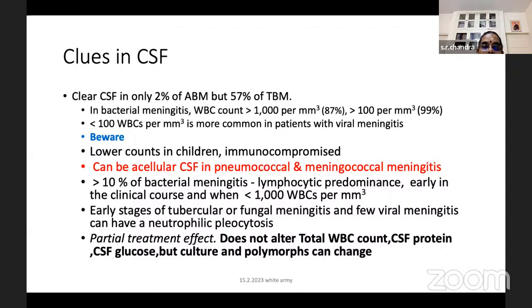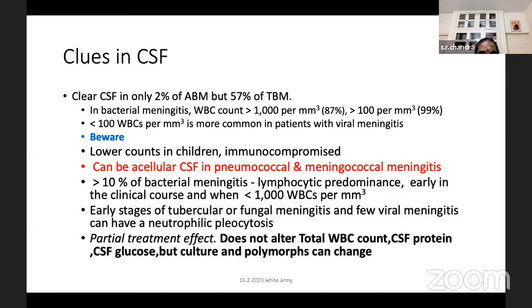And early in the course, even in chronic meningitis, people can have polymorphs. So just because you see polymorphs, it does not exclude a chronic meningitis. Just because you see lymphocytes, it does not exclude an acute meningitis. So all these confusions will come as the knowledge base increases. So early stages of tubercular or fungal meningitis and a few viral meningitis can have polymorphic pleocytosis. That is called the acute phase reaction. So when there is an infection, there is an acute phase reactant. After that, it will go and it will become lymphocyte dominant. So if you are doing the LP at that phase, the confusion will be more.